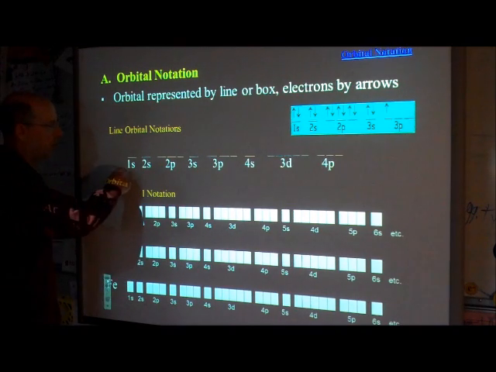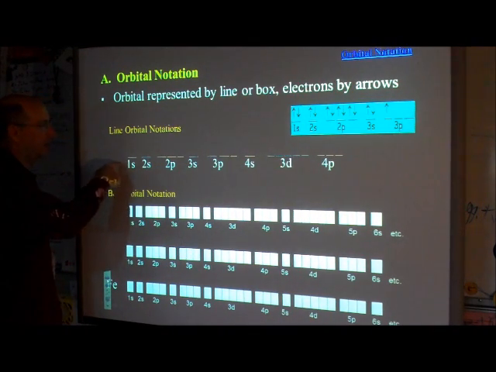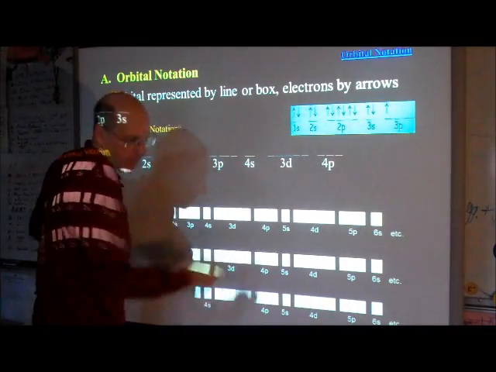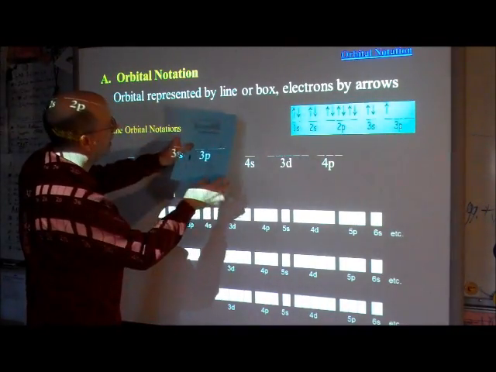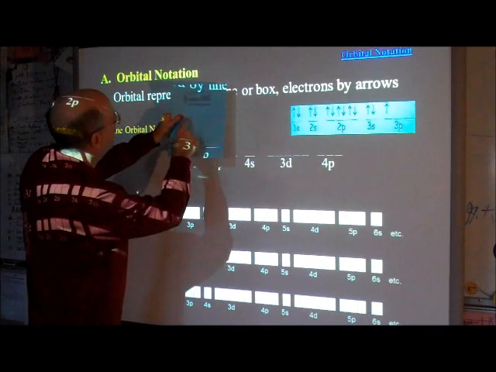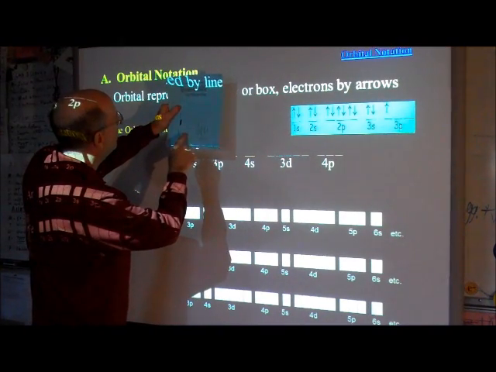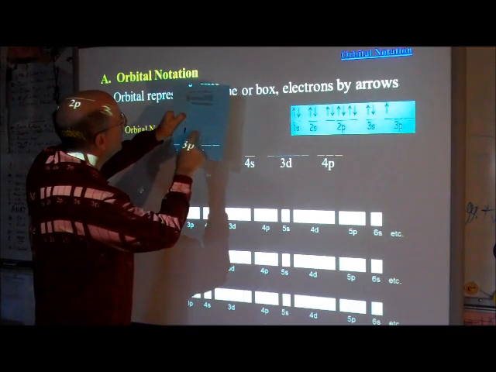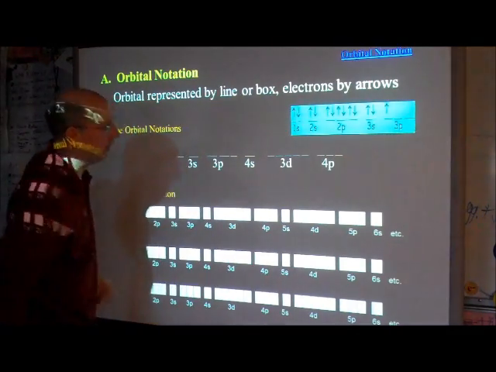So I've done this for you. I've said the 1s goes here, the 2s is here, 2p, 3s, 3p, 4s, 3d, 4p. Let me double check that on my little packet of happiness here. 1s, 2s, 2p, 3s, 3p going up, up, up in energy. 4s, 3d, 4p. Yep, I think I got it right.